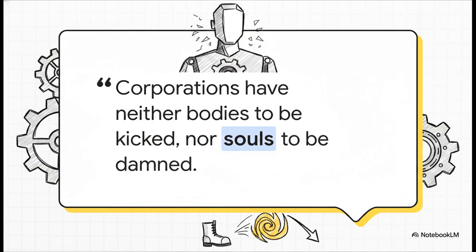This 1833 quote from economist William M. Gouge brilliantly captures the public's early suspicion. By legally separating the owners from the company, the law created these artificial, fictive persons. Gouge pointed out that because a corporation isn't a human being, it doesn't have a moral conscience. It has, quote, neither bodies to be kicked nor souls to be damned. It was viewed as a machine designed purely for profit, completely divorced from human morality.